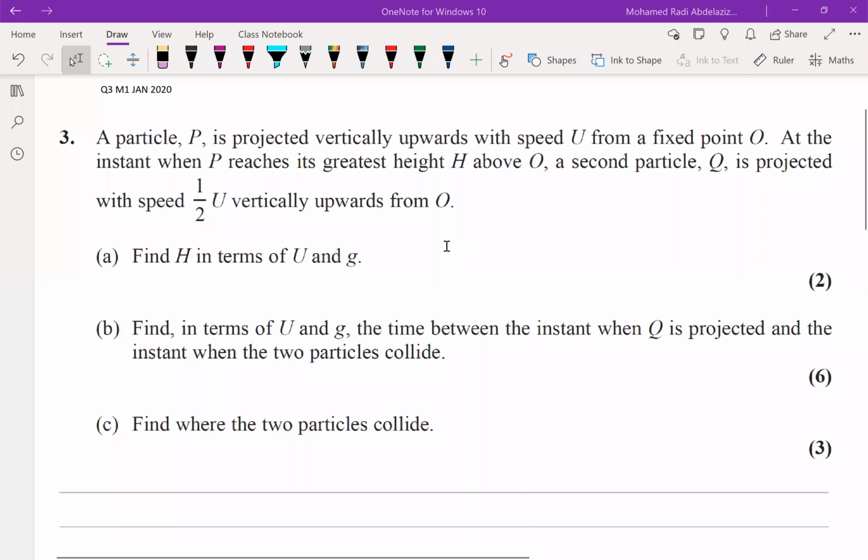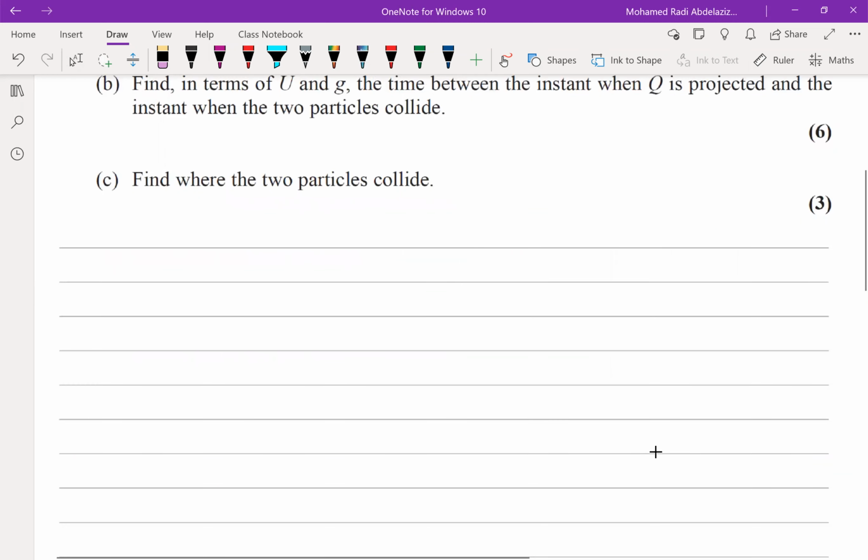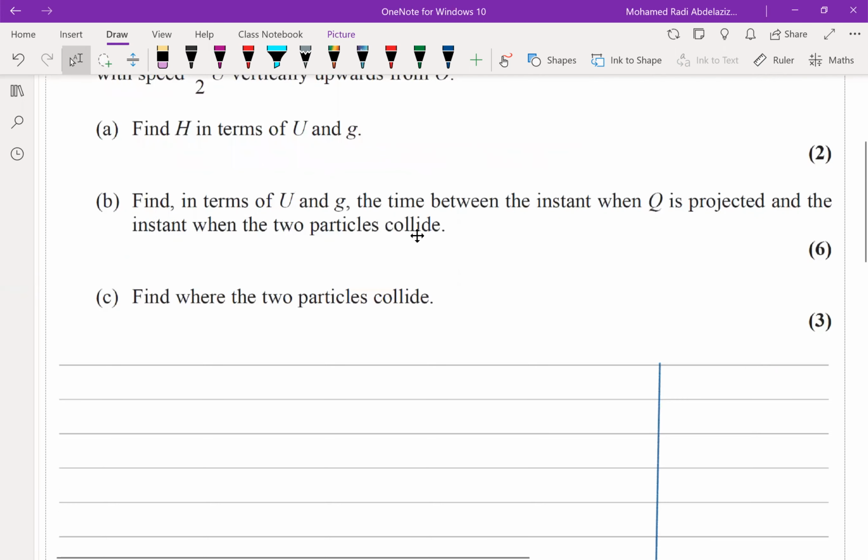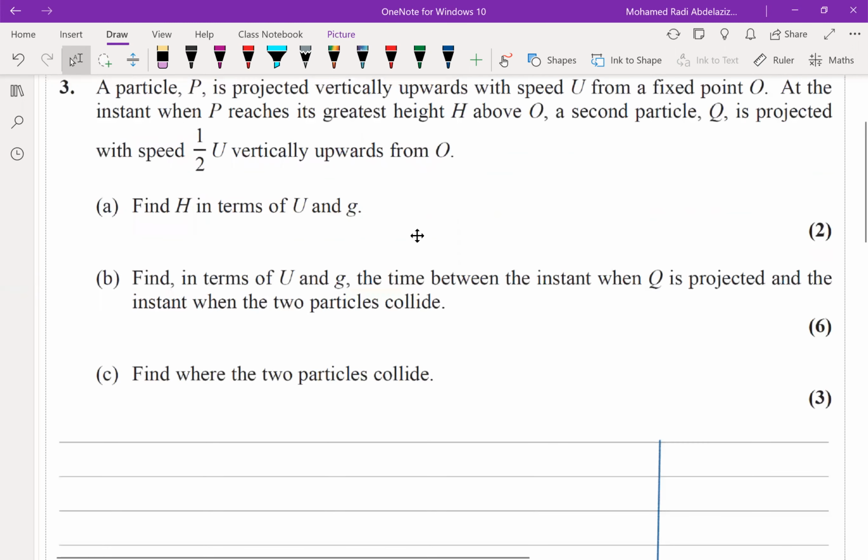Hi guys, in this tutorial I'm going to solve question number 3, M1 Jan 2020. Particle P is projected vertically up with a speed u from a fixed point O. The particle starts from a fixed point O and is projected up. The particle P is projected vertically up with a speed u.